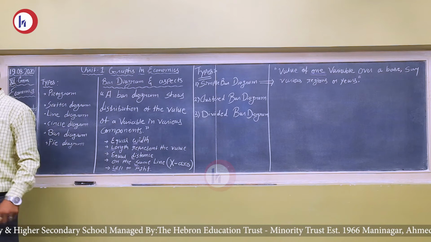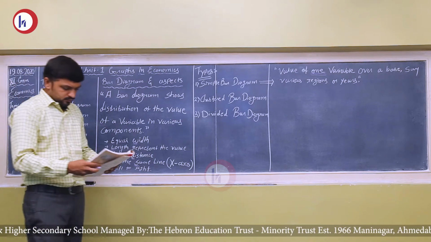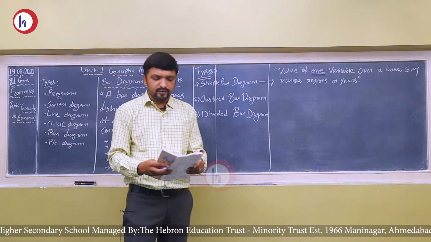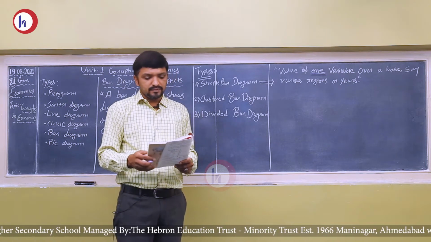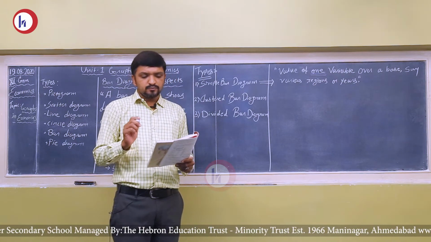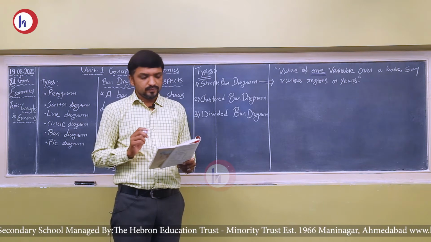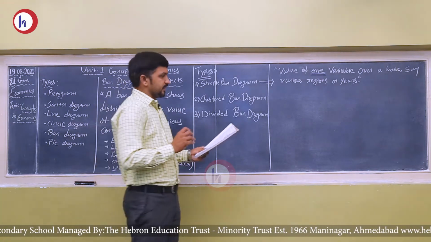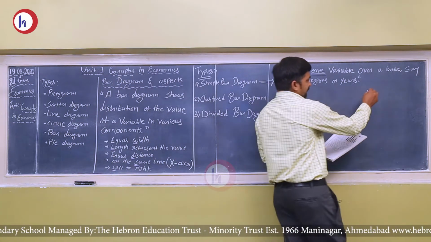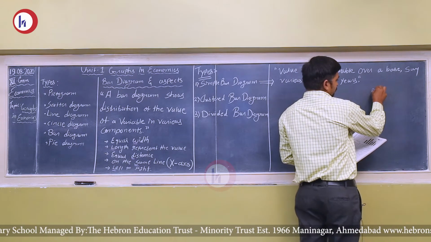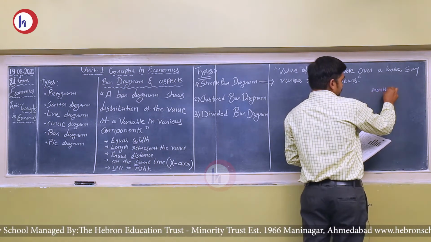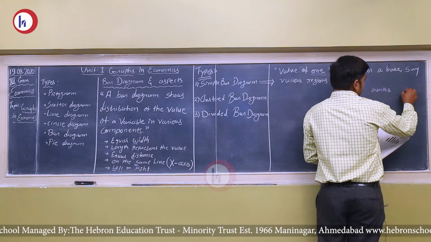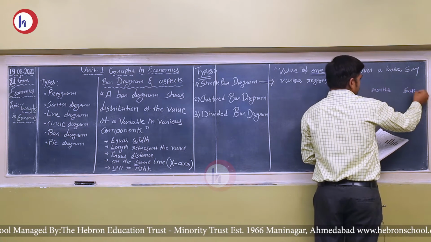So now let us represent the given information with the help of a bar diagram. In our textbook on page number 5, the example is given: bi-monthly sale of chocolate boxes in a shop, and the data is given. I will write the data here: months and sale.